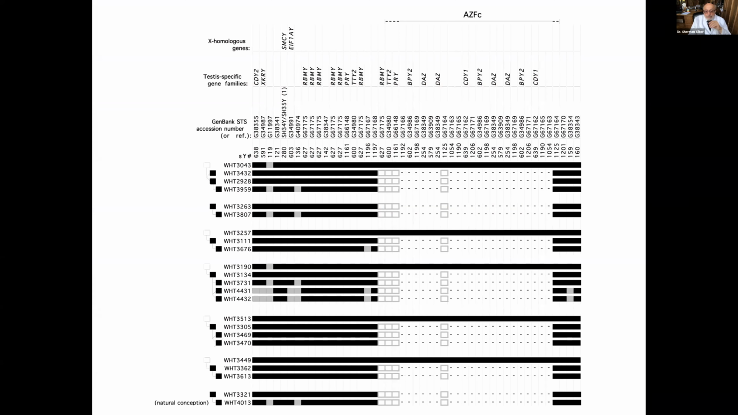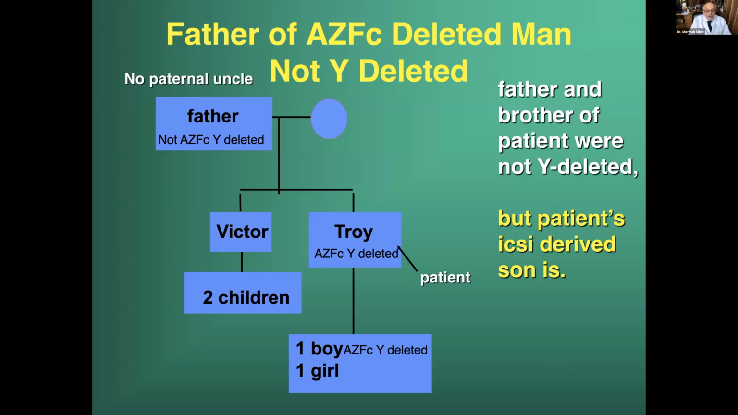Now, what about the offspring? Are the offspring of men who have ICSI that have a Y deletion going to have an amplified Y deletion? Is it going to get worse? Or will they have no Y deletion? Well, it's obvious that they have exactly the same Y deletion as their father. But where did it all come from?